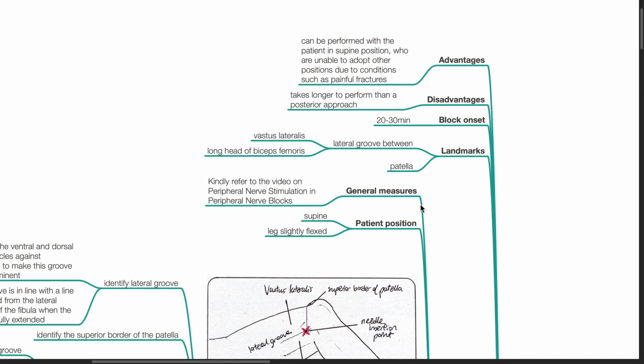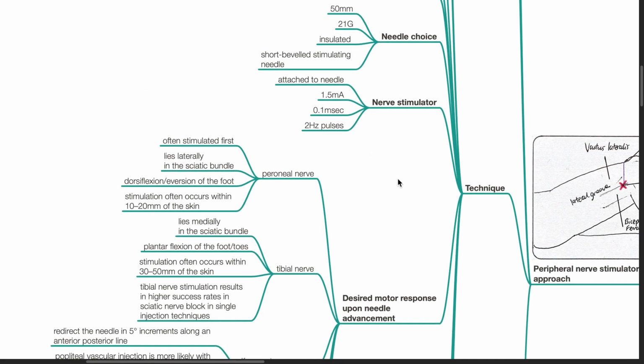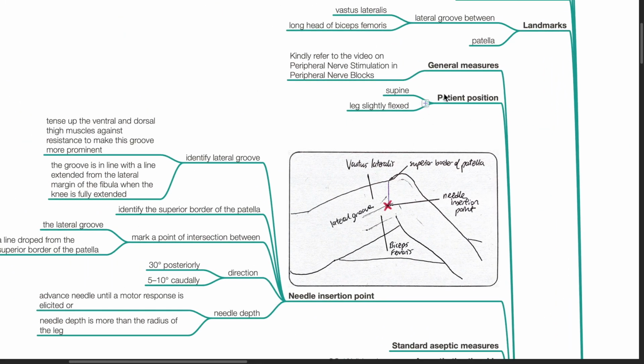Landmarks include the lateral groove between the vastus lateralis and long head of the biceps femoris, and the patella. Technique. For general measures, kindly refer to the video on peripheral nerve stimulation in peripheral nerve blocks. Patient position is supine with the leg slightly flexed.